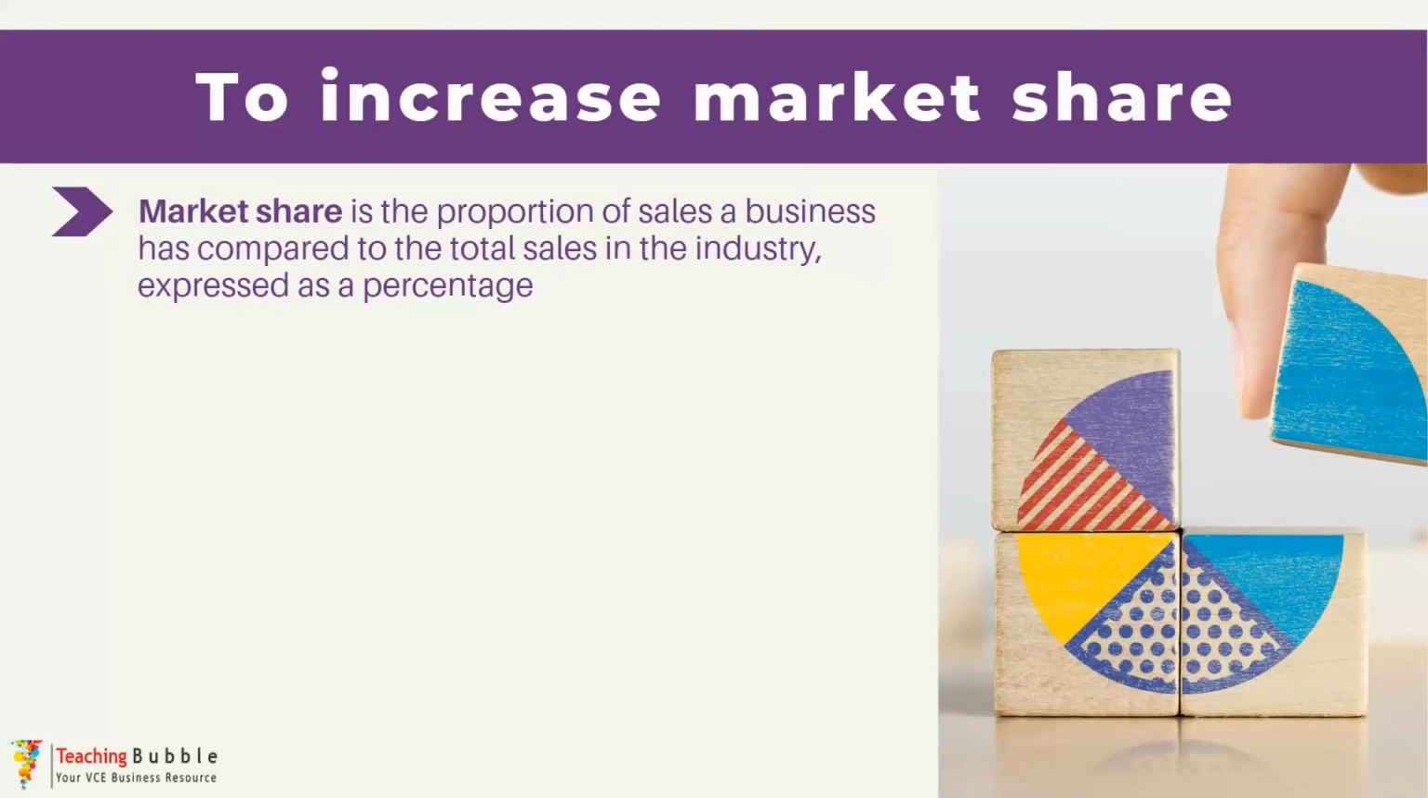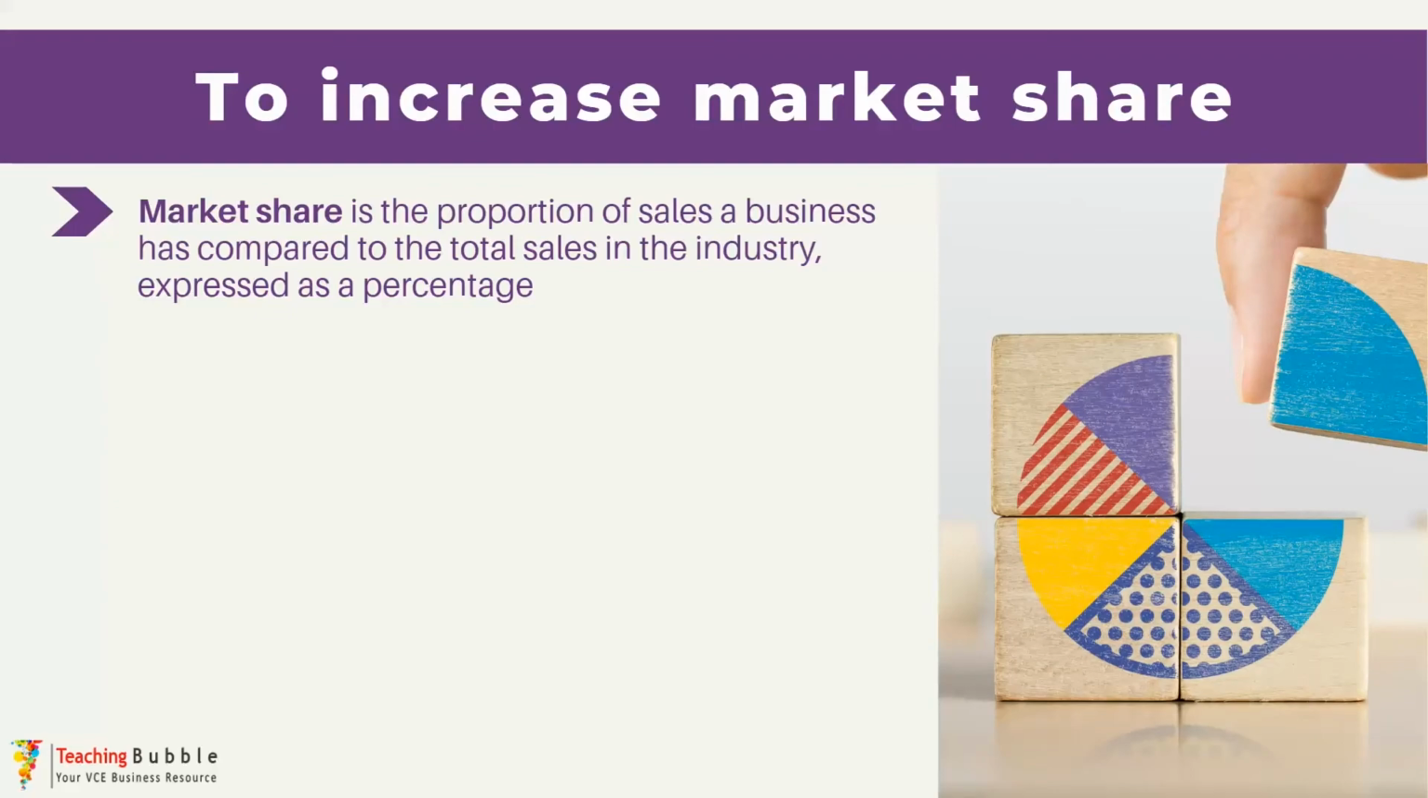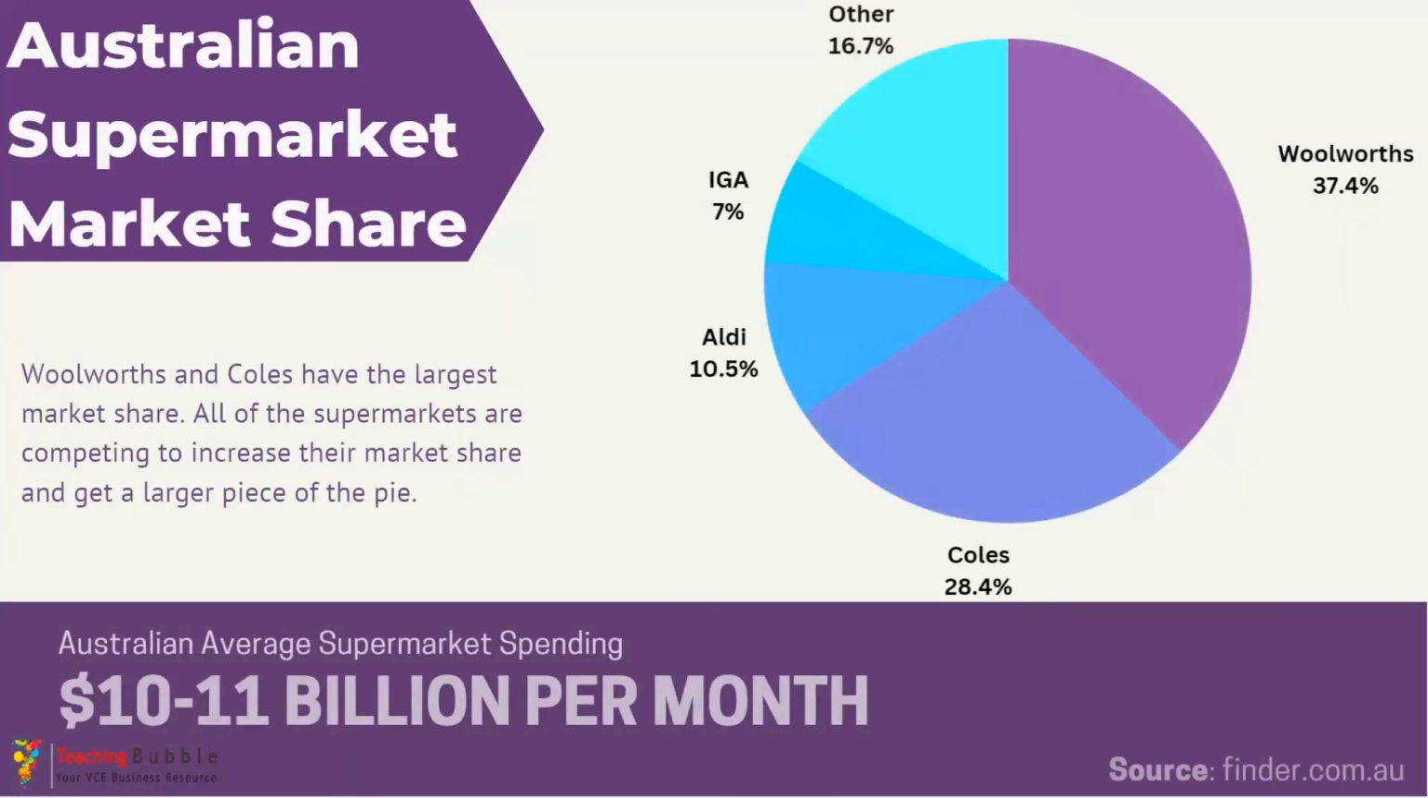So, market share is the proportion of sales a business has compared to the total sales in the industry. And we express that as a percentage normally. If we have a look at the market share for Australian supermarkets, you can see that down the bottom it says that on average, Australians spend $10 to $11 billion per month on groceries. Of that money, Woolworths receives approximately 37.4%, while Coles receives slightly less with 28.4, and then it drops to Aldi, IGA, and the other small independent supermarkets. So of all the money that's spent, that 10 to 11 billion, you can see that Woolworths has the largest percentage, then Coles, etc.